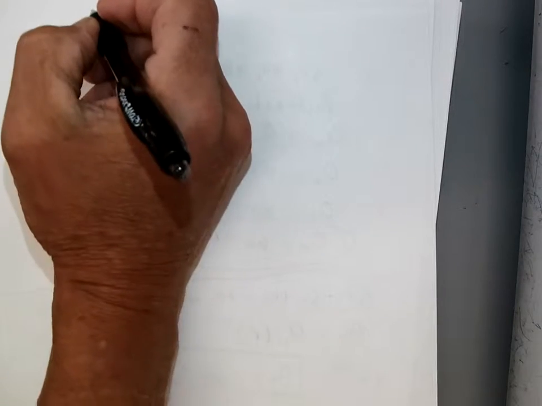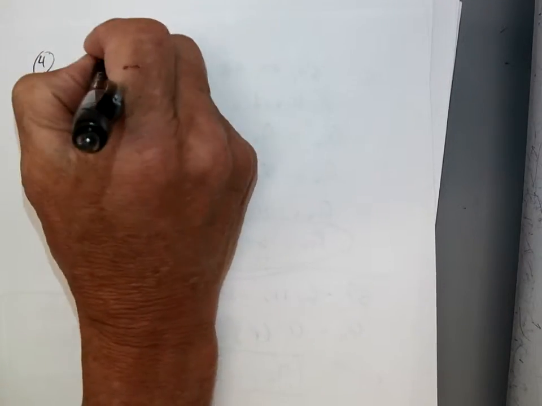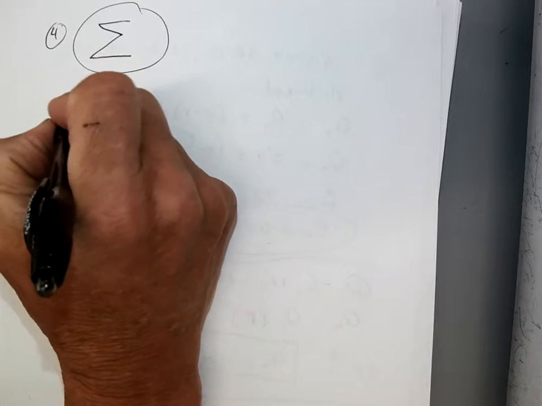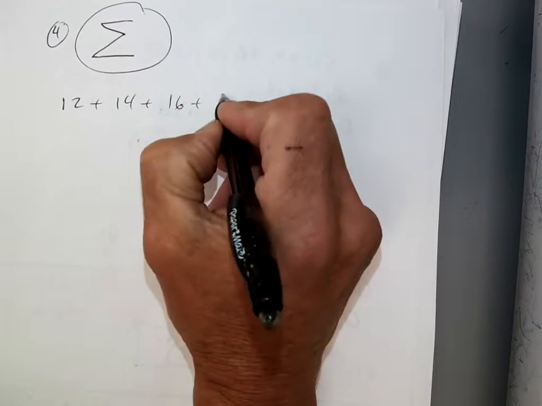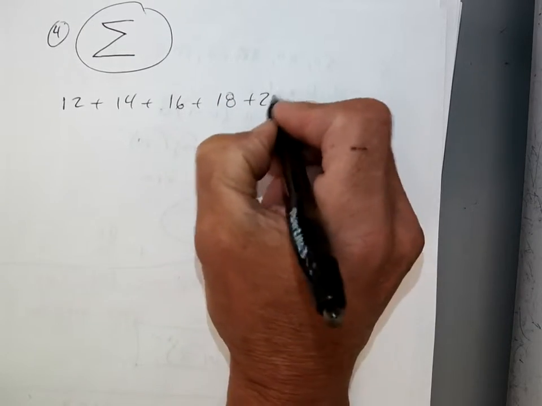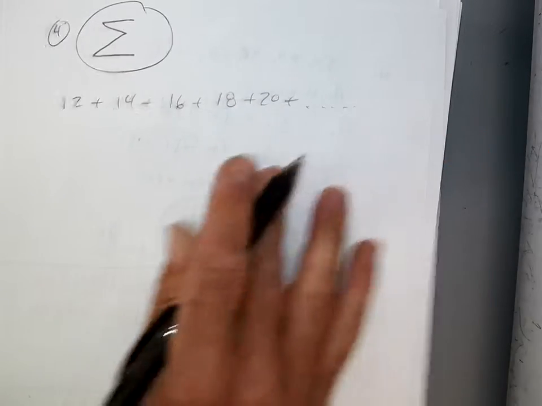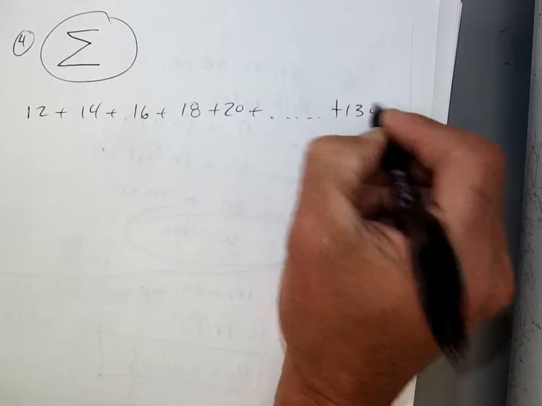Number 4. Okay, summation notation. So, number 4, we need this. It says summation notation. I'm going to need that symbol, okay? So, in 4, I've got 12 plus 14 plus 16 plus 18 plus 20 plus dot, dot, dot, all the way to plus 130, okay?